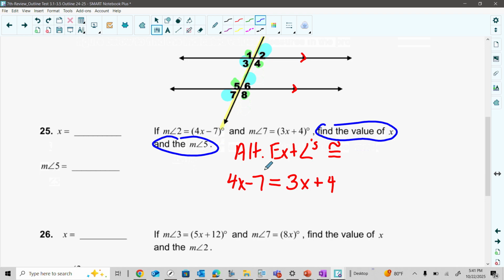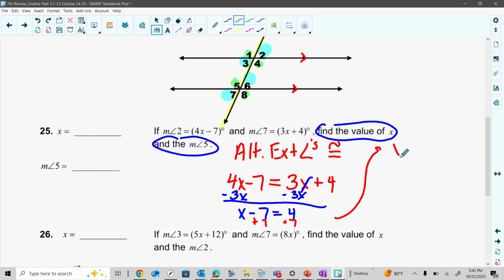So you need to solve for x, eliminate your smallest variable first. Okay, so we get x minus 7 equals 4. And then we're going to add the 7 to both sides. So our value of x is 11. Now to find the measure of angle 5, 5 is green, where it's not the same measure, it's a different color.